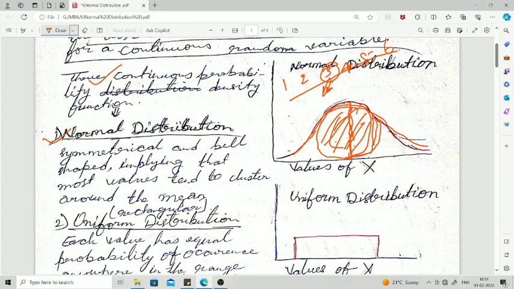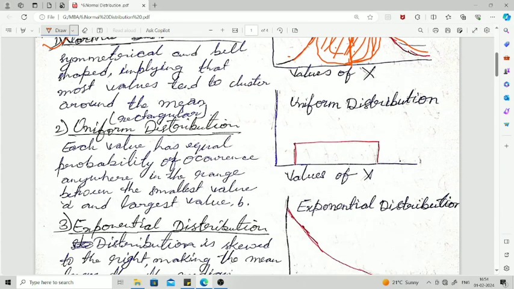Then the second kind of distribution given is uniform distribution. So what happens in uniform distribution? Here each value has equal probability. Each value has equal probability means you can see whether the number is here or here or here, at each point, each value has equal probability of occurrence.